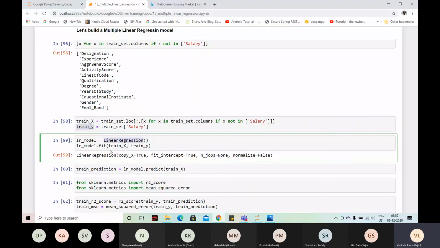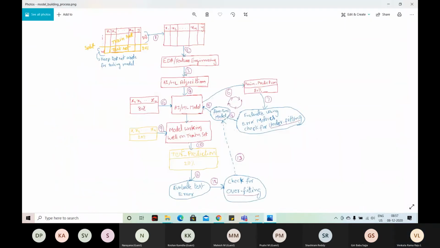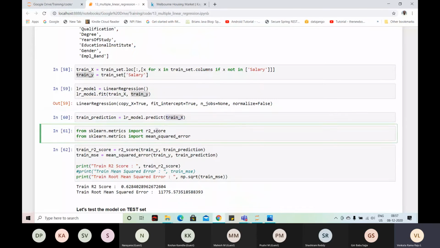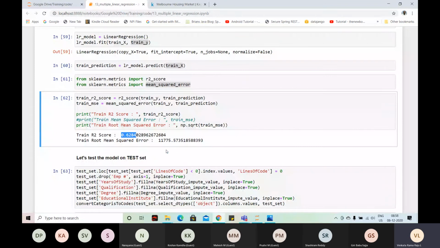So the linear regression algorithm I used, fitted the model, and then predicted on the train set. If you look at this diagram, I built a model and predicted on the train set, trying to evaluate. I calculated the R square score and mean squared error. I got 62%, and the mean squared error is whatever.